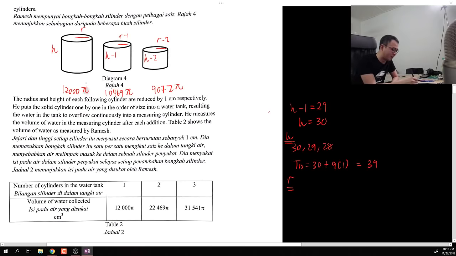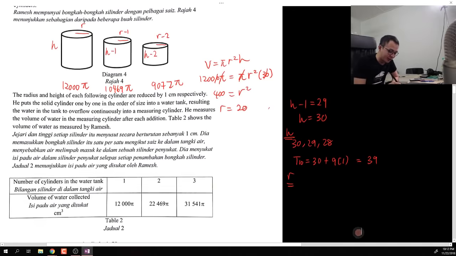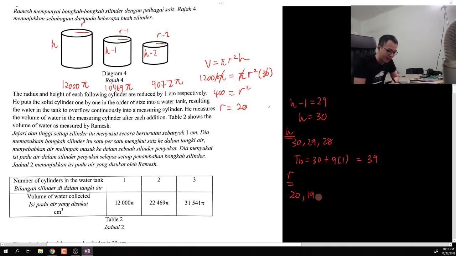Since I have the volume over here, I know the volume formula, right? Pi r square h. So I have the volume 12200 pi equals to pi, my r is unknown, my h is 30. Then I can simplify this one to get my r square. So 0 and 0 I cut, so it will be 400. So over here my r actually is 20. So if my r is 20, then my first one is 20, second one is 19, third one is 18, and keep on continuing, right?